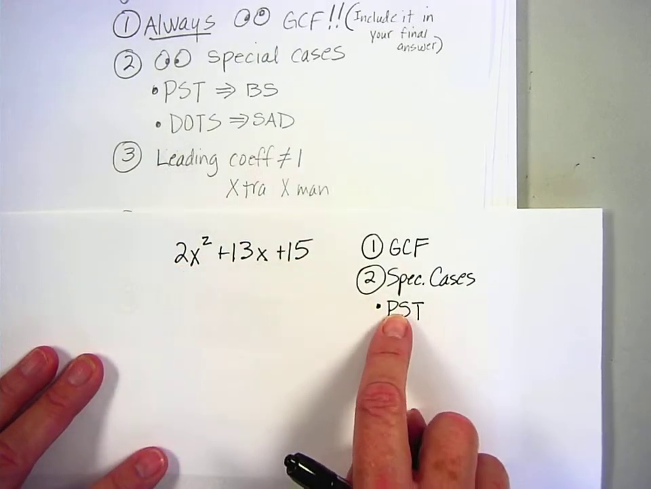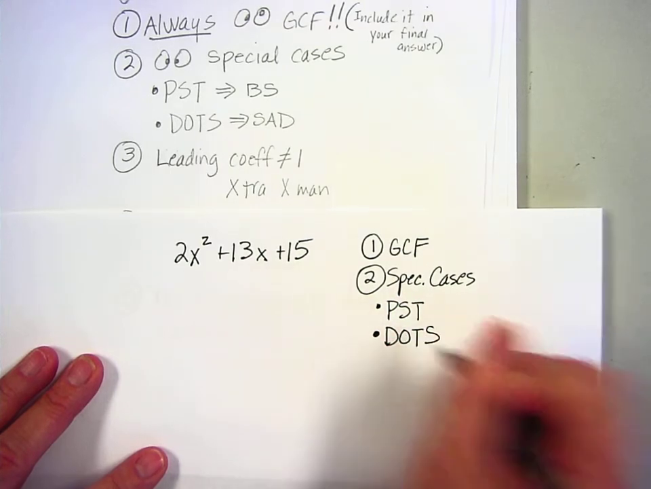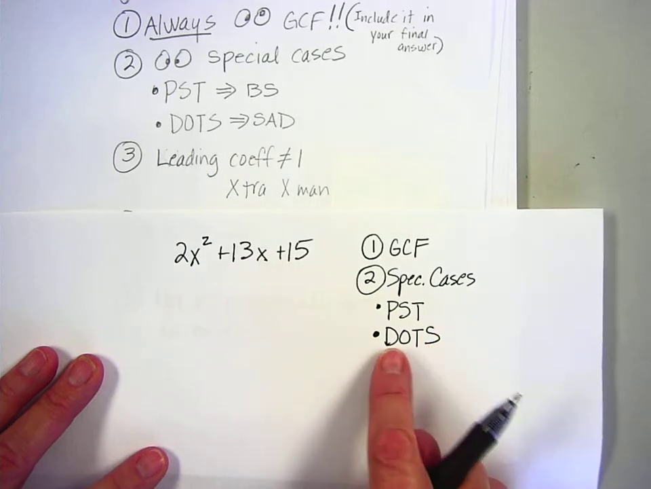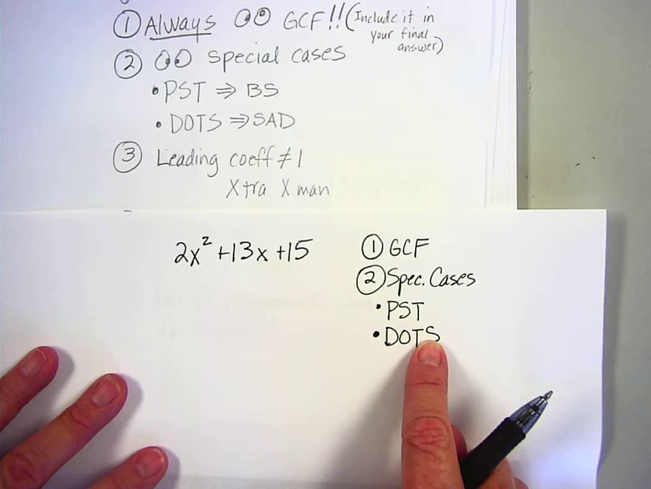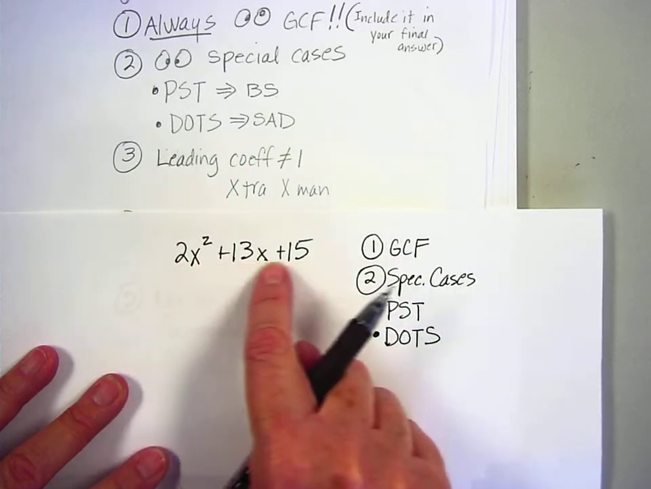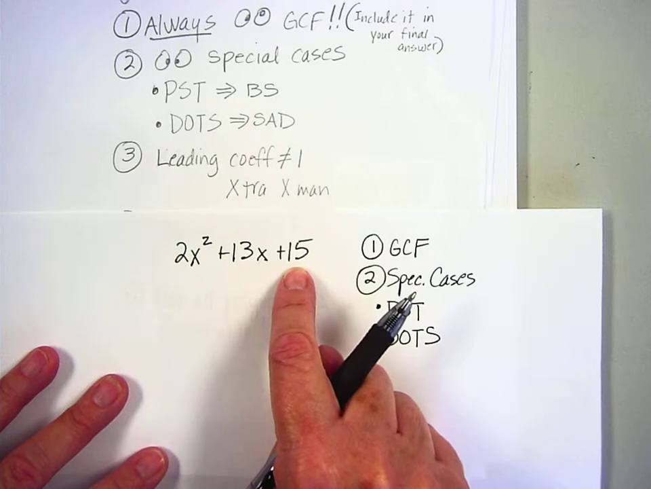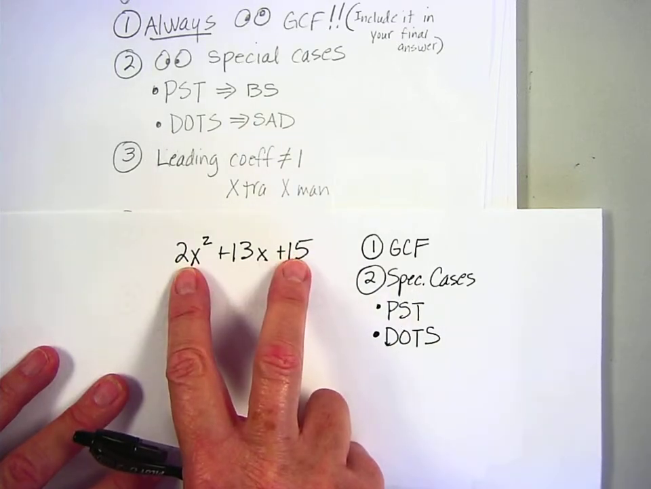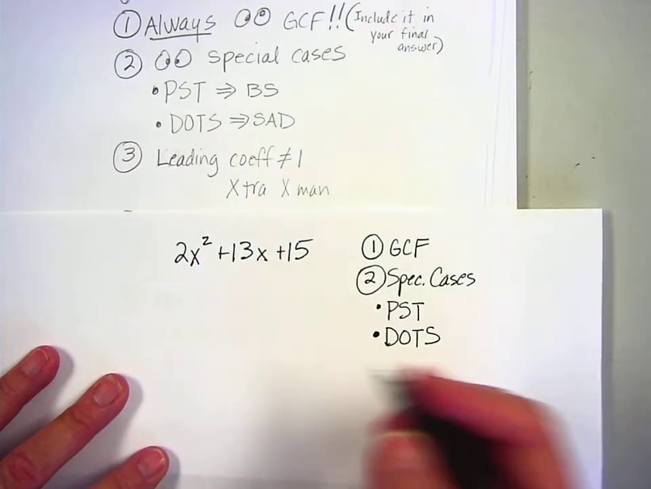My next special case I always look at is DOTS, difference of two squares. Difference means we're going to subtract two terms, and both of those terms are going to be square numbers. Well, this isn't two terms, it's three. It's a trinomial instead of a binomial, and these aren't square terms. So it's not the difference of two squares.